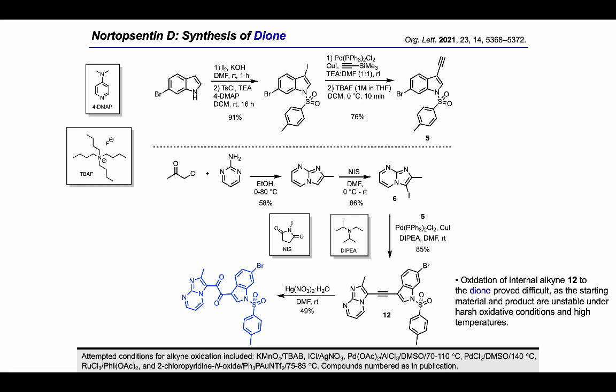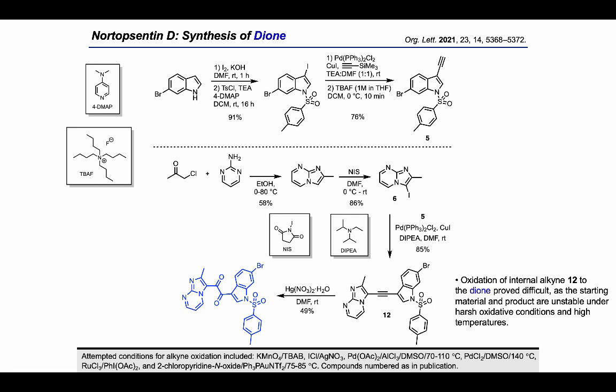On the other hand, I made aryl iodide 6 by first cyclizing 2-chloroacetone and 2-aminopyrimidine together to produce my protected imidazole in 58% yield. I then iodinated the imidazole using N-iodosuccinimide. Once complete, I was able to couple together intermediates 5 and 6 through a Sonogashira coupling reaction to produce my desired internal alkyne in 85% yield.